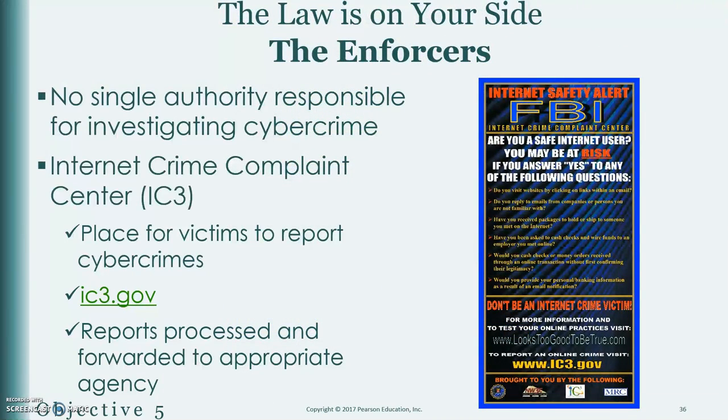Okay, so let's talk a little bit about the laws. Because crimes are so varied, there's no single authority that's responsible for investigating cybercrime. We have something called the IC3, the Internet Crime Complaint Center, and this is a place for victims to report cybercrimes. At its website, ic3.gov, notice our top-level domain there, .gov, a report is processed and then forwarded to the appropriate agency. These agencies include the FBI, the Secret Service, Immigration and Customs, the U.S. Postal Inspection Service, and also the Bureau of Alcohol, Tobacco, Firearms, and Explosives. Depending on what your complaint is, they'll forward it to the appropriate authorities.